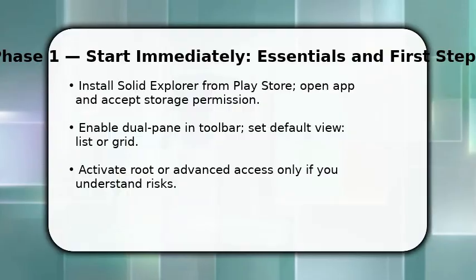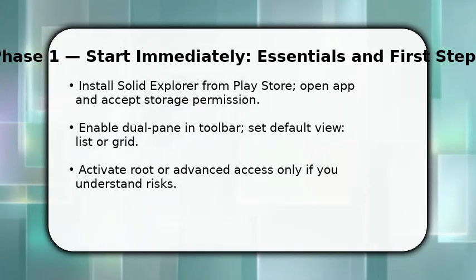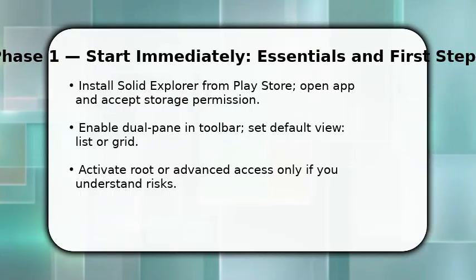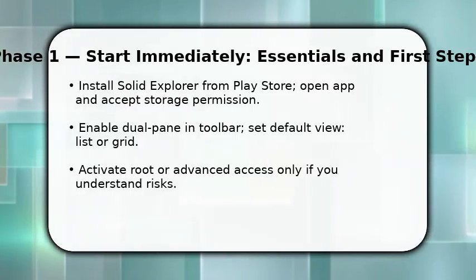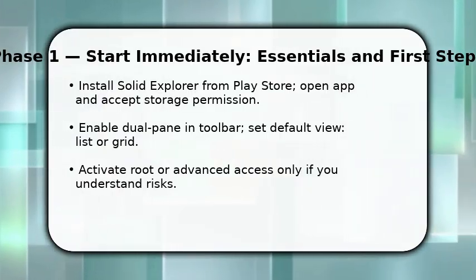Enjoy the video. You start by installing Solid Explorer and granting storage permission so the app can read and write files. Once done, enable dual pane from the toolbar to work in two folders simultaneously. This speeds copying and comparing.